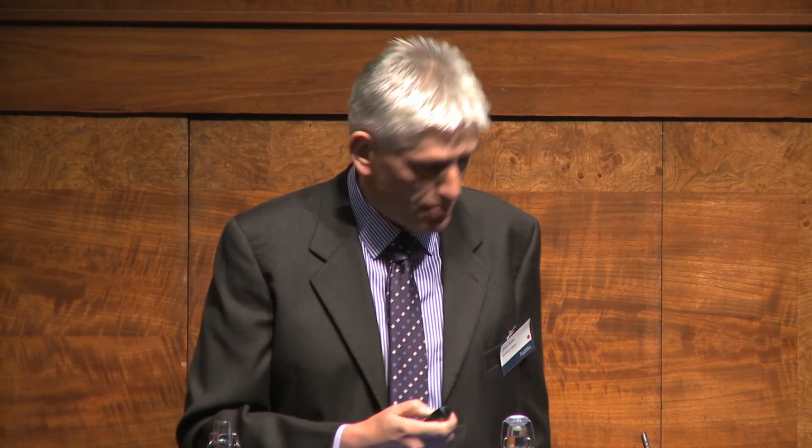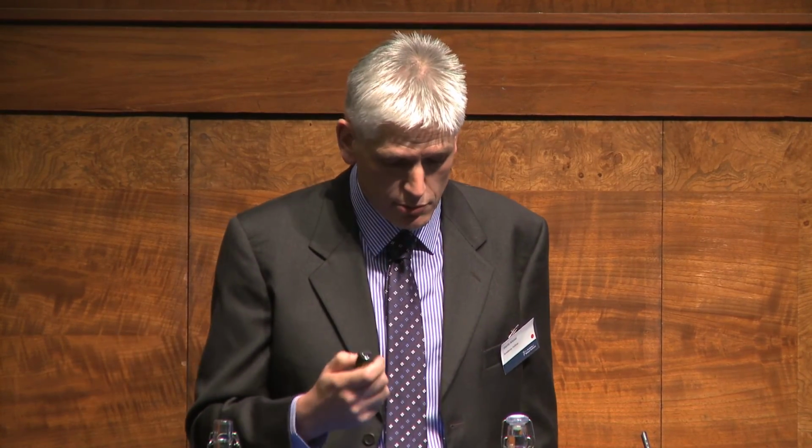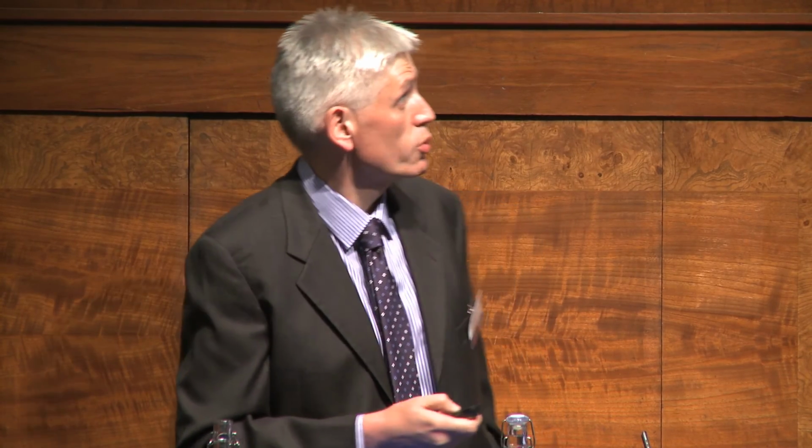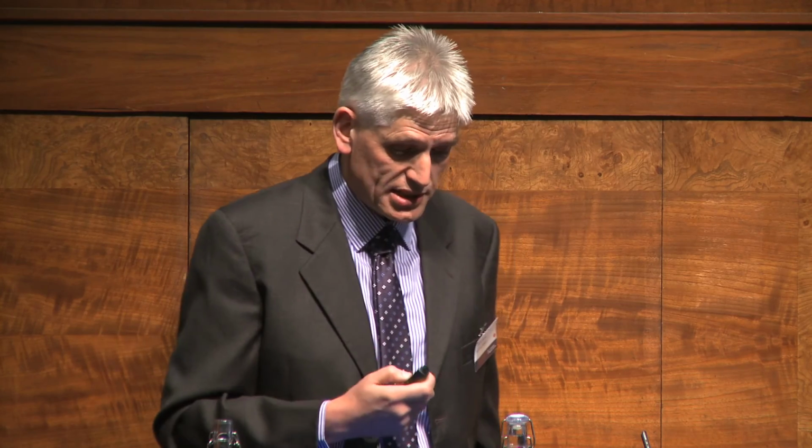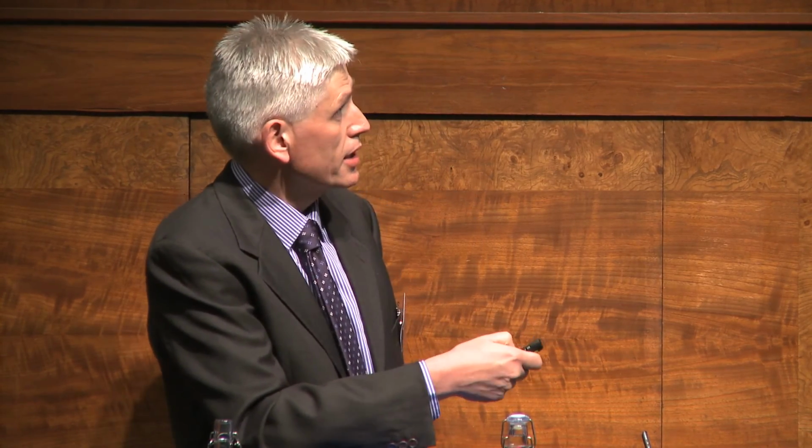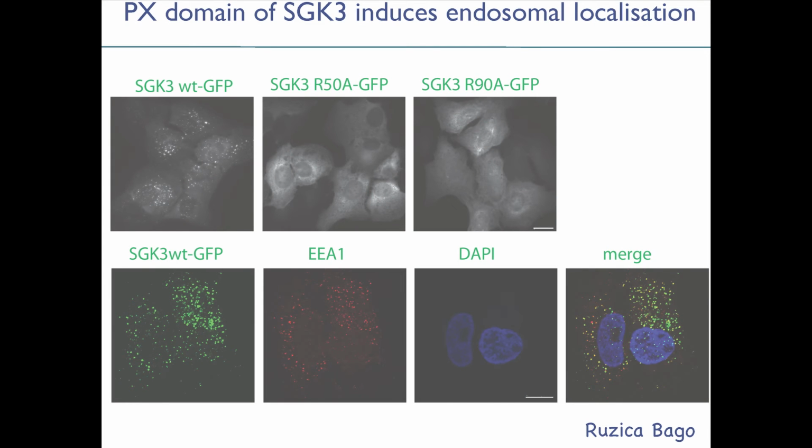And PI3P in cells is known to reside mainly in the endosomes within cells, where it plays a critical role in mediating autophagy and protein sorting pathways. And consistent with SGK3 binding to PI3P, we see that SGK3 is localized at the endosome structures in cells, and when you mutate these arginine residues that are required for PI3P binding, you lose this endosomal localization.